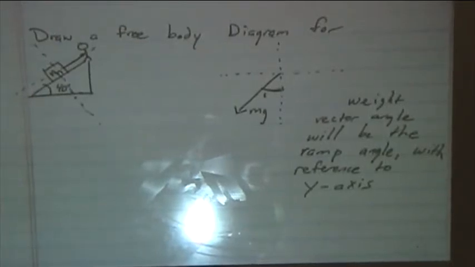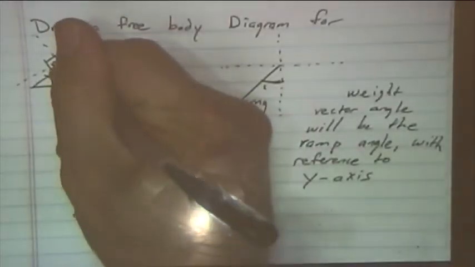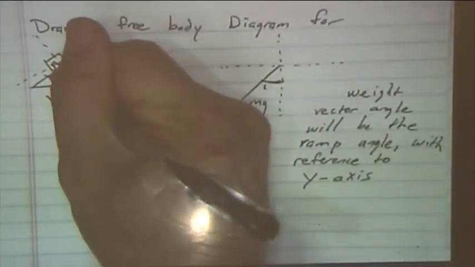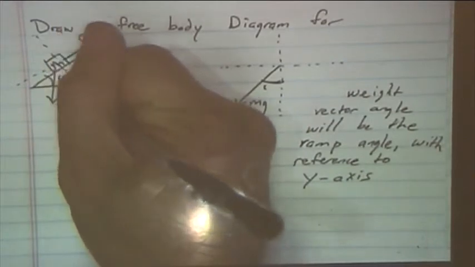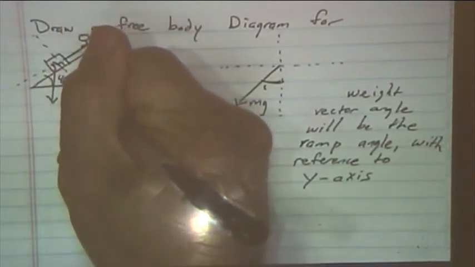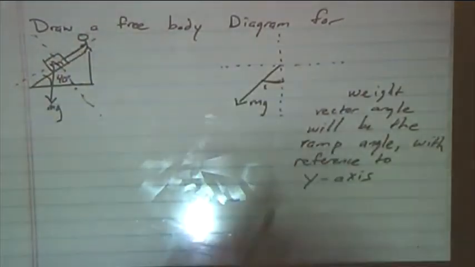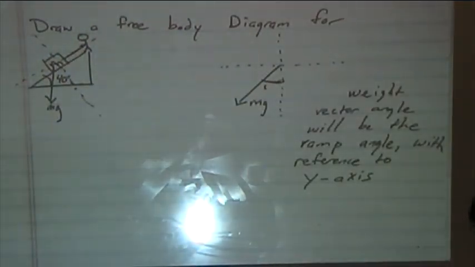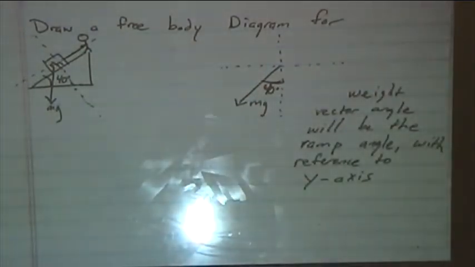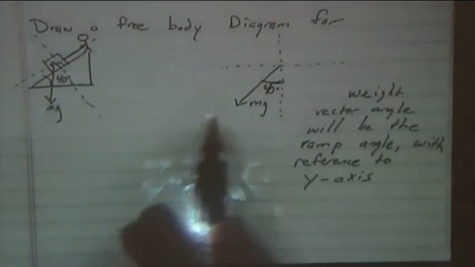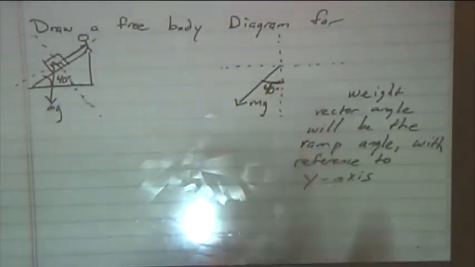So following that procedure, we can come back to our free body diagram, noting that weight points straight down in the picture, is found to the left of the y-axis. And so in our free body diagram that we're actually going to use to solve the problem, this ramp angle of 40 degrees is the weight angle with the y-axis. That's a rule that works every time. The weight vector angle will be the ramp angle, and it's always measured with respect to the y-axis.